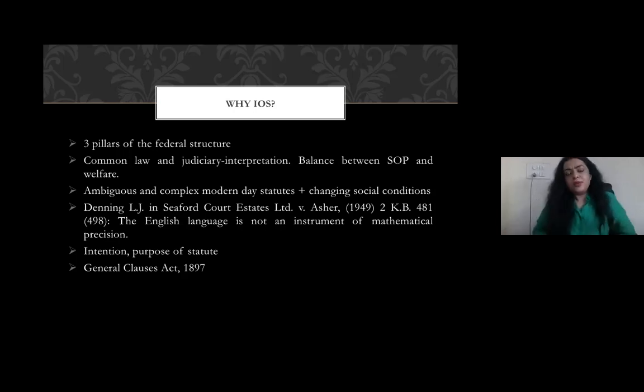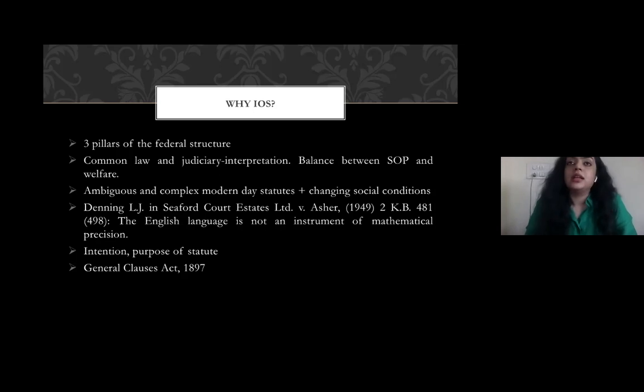Now, the philosophy behind the subject also is somewhere to find a balance between two things. As we know, we are a common law country, we have three pillars of federal structure, that is executive, judiciary, and legislature. The legislature represents the will of the people, it formulates the law, and the judiciary is supposed to basically apply that law to particular scenarios and disputes. We have a separation of powers between these three pillars.